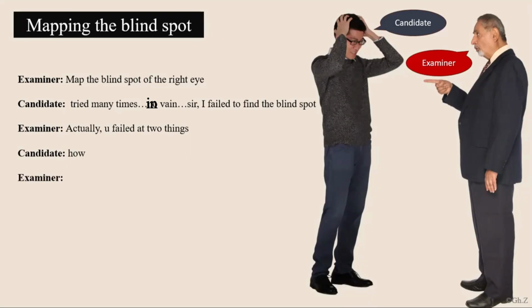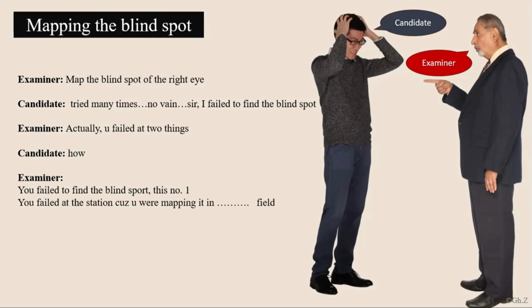Of course, the examiner is not allowed to tell you the results, and you are not allowed to have a rationale or justification. So you failed to find the blind spot. This is number one. And you failed at the station because you were mapping it in the nasal field. Be careful. If you are trying to find a fish in the desert, you will never find a fish in the desert.